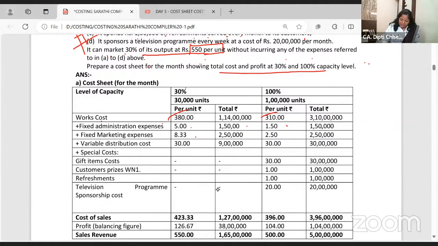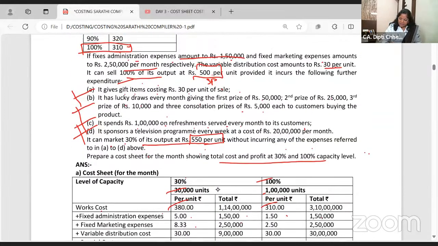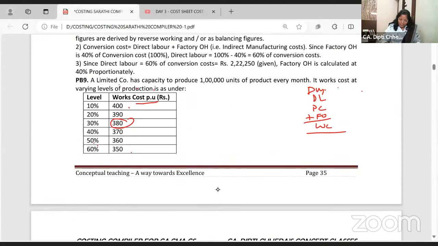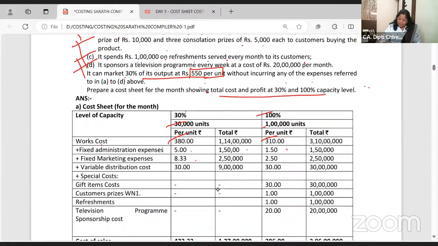Start with GAV. No need to write these steps. So at 30%, 30,000 units. At 100%, it is 1 lakh units. They have a capacity to produce 1 lakh, so 1 lakh is the max. At 30%, it is 30,000. Now your works cost is given.